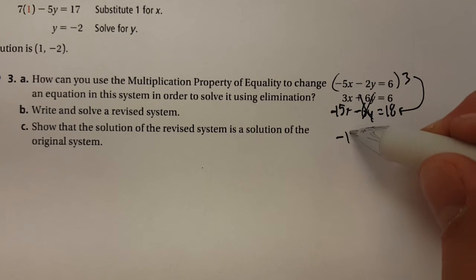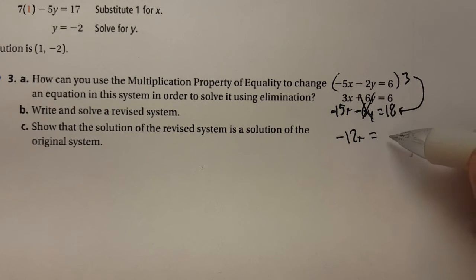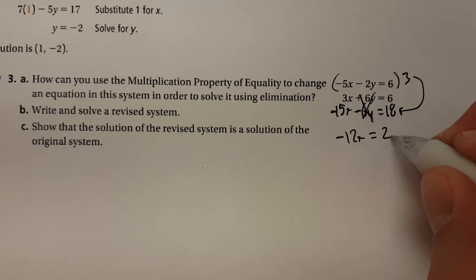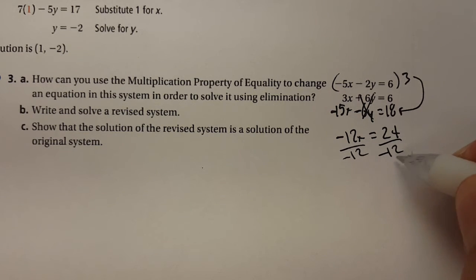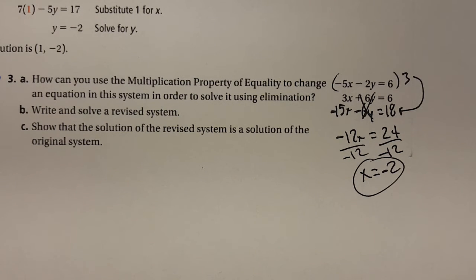x is going to be a -12x. Okay, 18 and then a 6 together is going to be a 24. Man, this looks pretty tricky right here. Divided by -12, divided by -12. x is going to equal a -2. I got one, so let's find the other one.